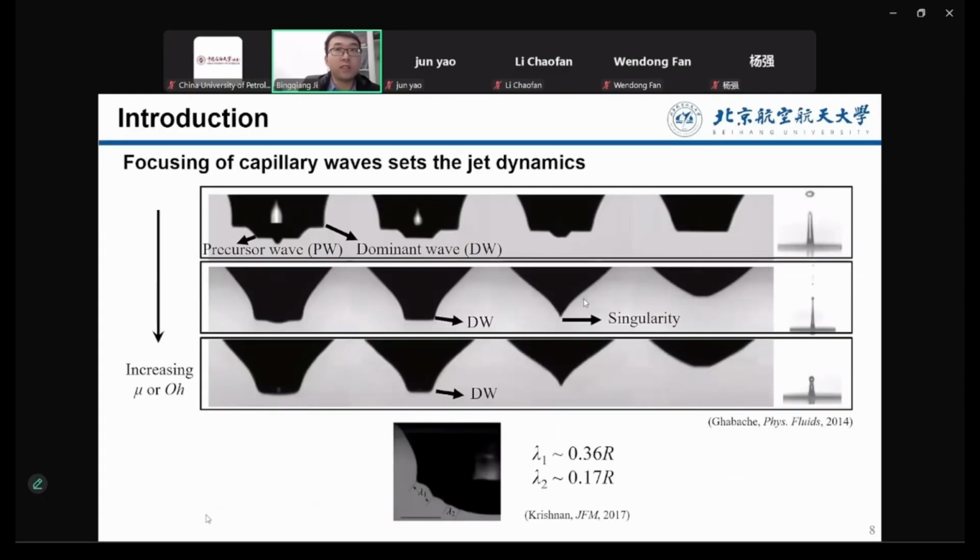So the question is how the Ohnesorge number affects jet dynamics. It is directly related to the dynamics of capillary waves during cavity collapse. After a bubble cap rupture, a series of capillary waves propagates along the cavity surface. Among them, the last one is also the largest and the most energetic one. We call it the dominant wave. And the precursor waves ahead of the dominant wave are smaller, but they propagate faster.